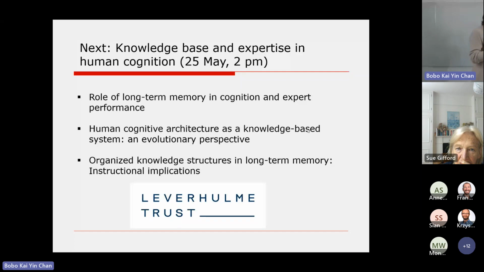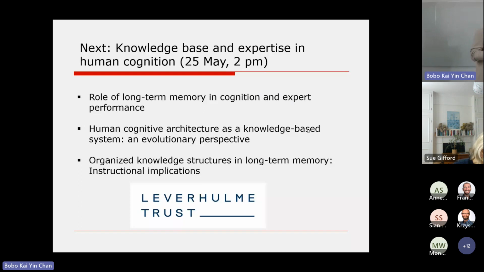So we're going to talk generally about expertise, what it is, and the role of the knowledge base and what kind of knowledge base. We talk about the role of long-term memory in cognition and expert performance, the human cognitive architecture as a kind of knowledge-based system. Again, we look at some evolutionary perspective and organized knowledge structures in long-term memory, which would be more like the instructional implications, or the instructional side of that.